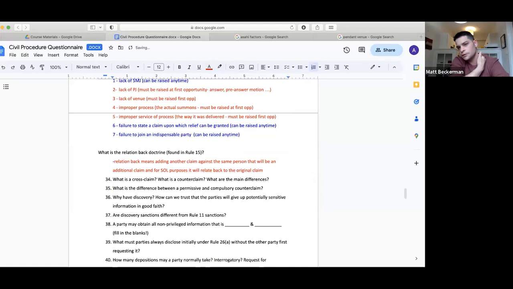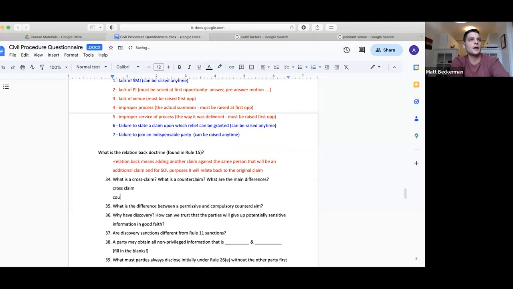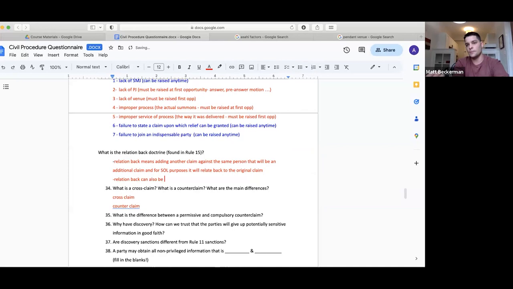Relation back for parties. That's when you sue someone and then you realize, wait, I meant to sue someone else. You only do that if it was an honest mistake, like you didn't realize that you sued the wrong person. Let's say you sued someone's insurance company, but that insurance company sold all their assets to a different company a month before, so you actually have to sue a different company. So it has to be an honest mistake. It can't just be that you were lazy and didn't do your research.